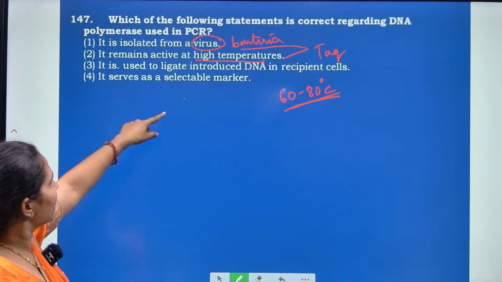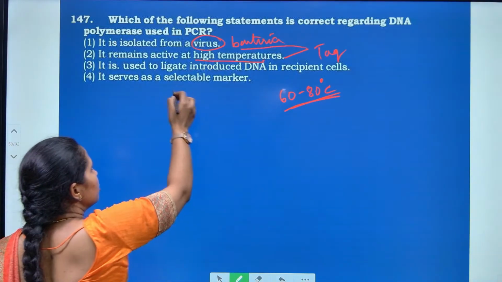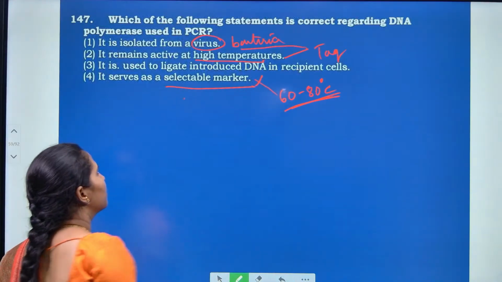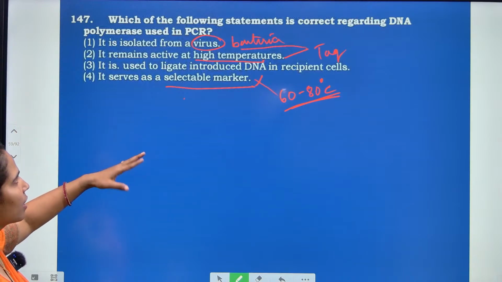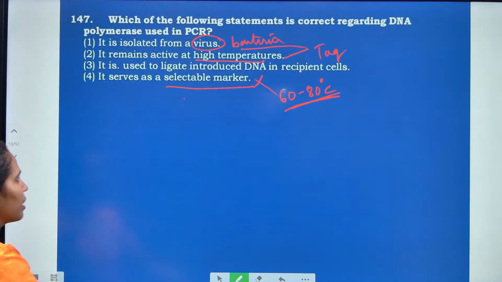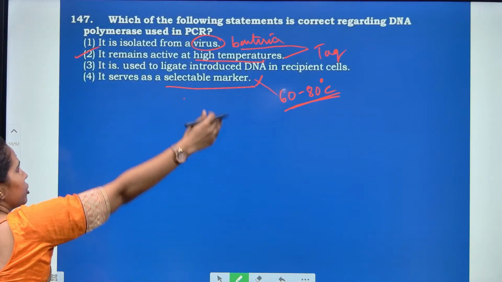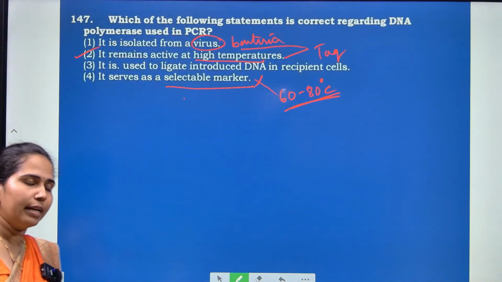It is used to ligate or introduce DNA in a recipient cell? It is not so, nor is it used as a selectable marker here. So the DNA polymerase used in PCR is going to remain active at high temperature. And what is the temperature which is going to be maintained? It is 60 degrees Celsius to 80 degrees Celsius here.